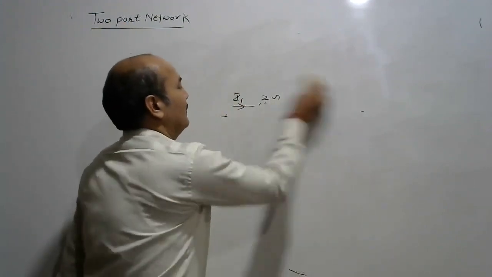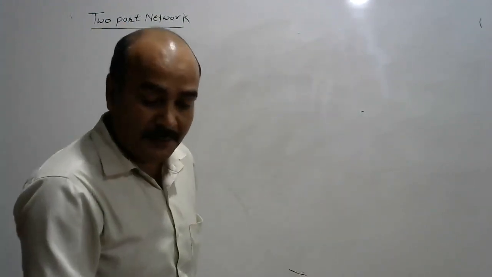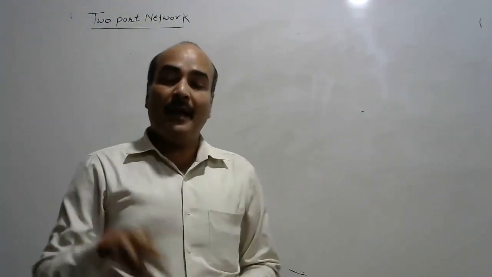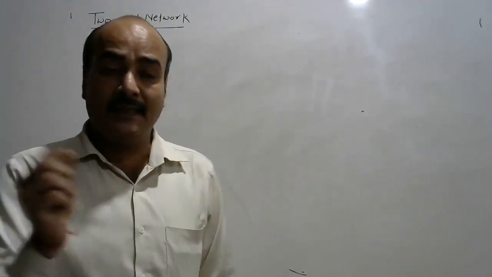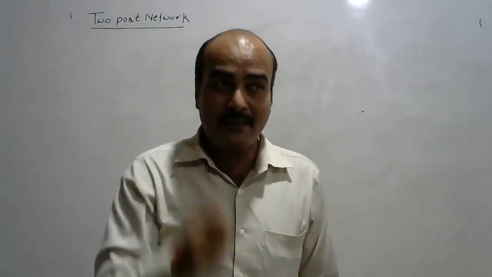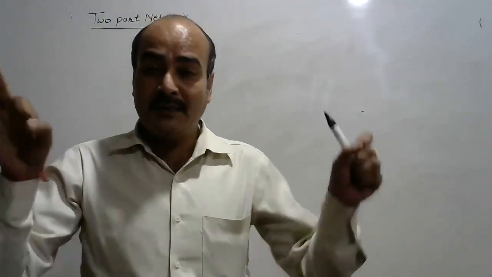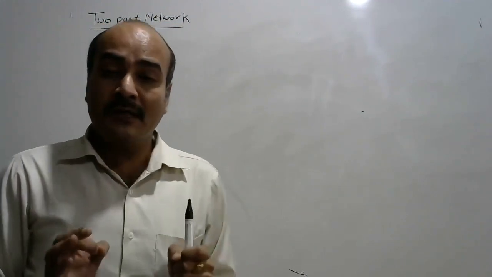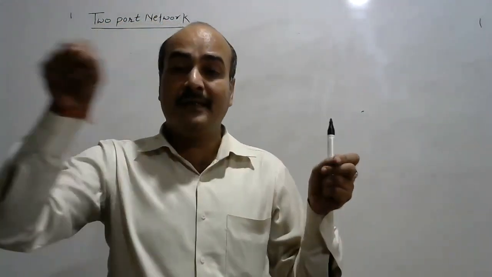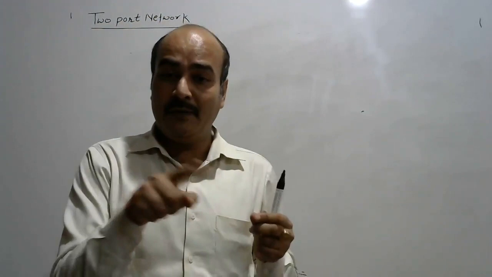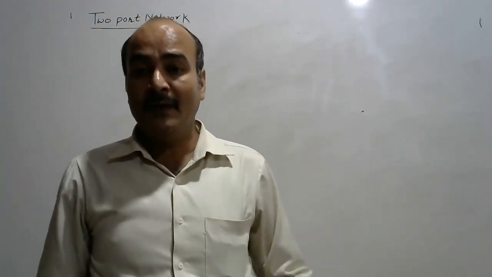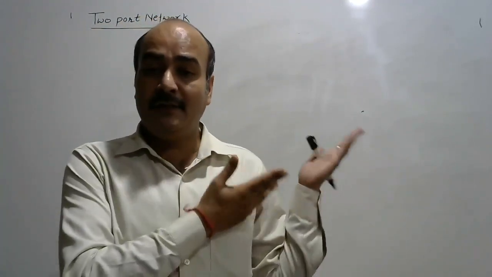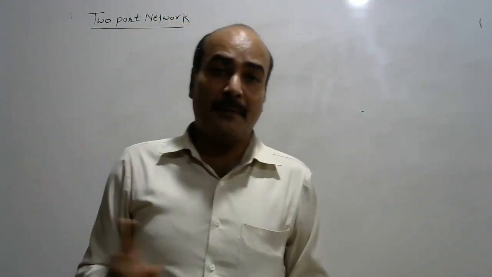Now, some problems on the Z parameter. The problem may have a number of resistors, inductances, capacitances, maybe dependent sources. You just apply KVL and KCL. How can you solve the problem? Just write V1 as a function of I1 and I2, and V2 as a function of I1 and I2. Compare the equations with your Z parameter equations and find the value of the parameters.